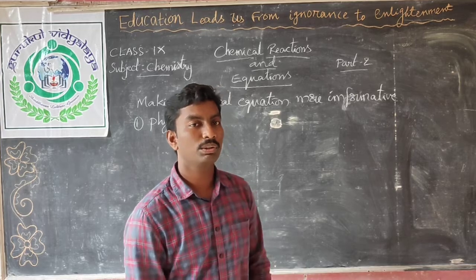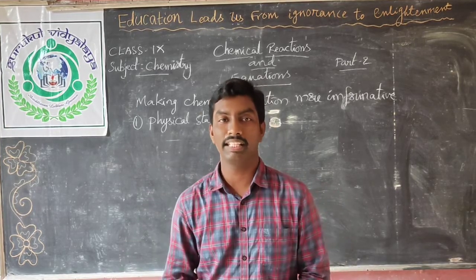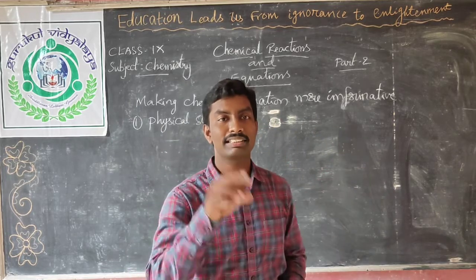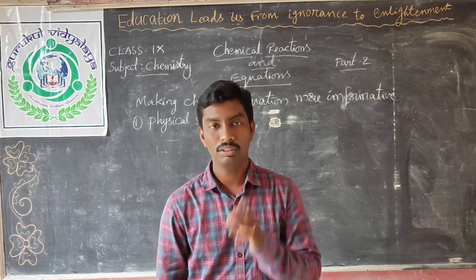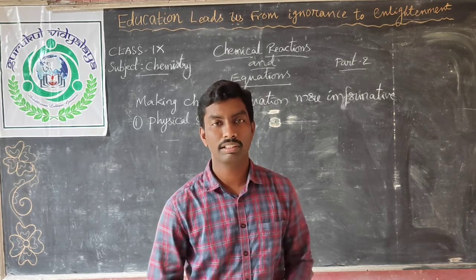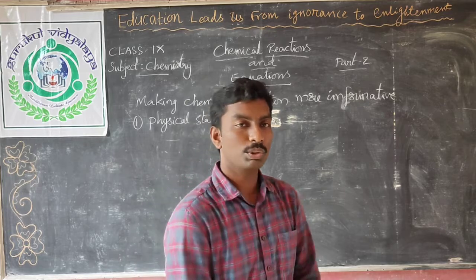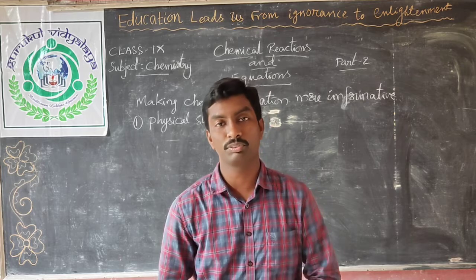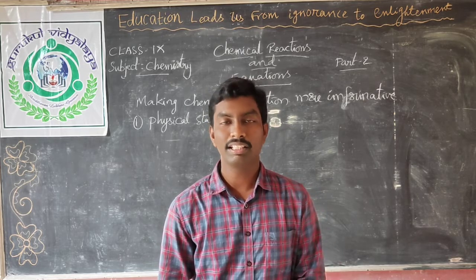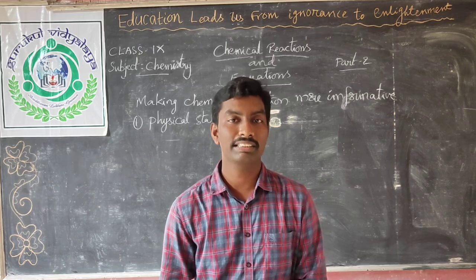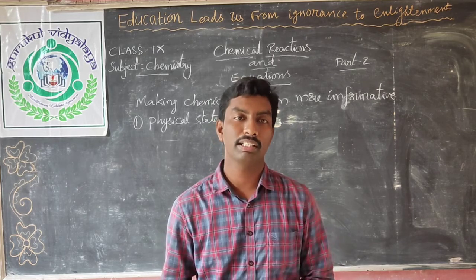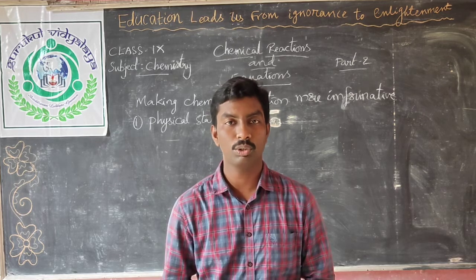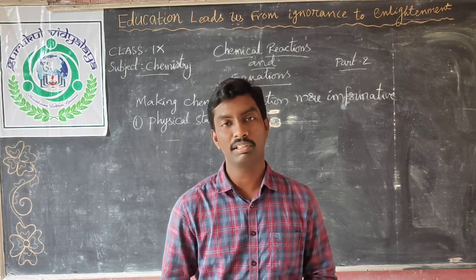So in the previous video, you have learned about chemical reactions and equations. This is the video for chemical reactions and equations for class 9th, and it is part 2. Before we start, just recall the previous video. We learned how chemical reactions take place, what the types of chemical reactions are, and how you can determine a chemical reaction. All these things we discussed in the previous video.